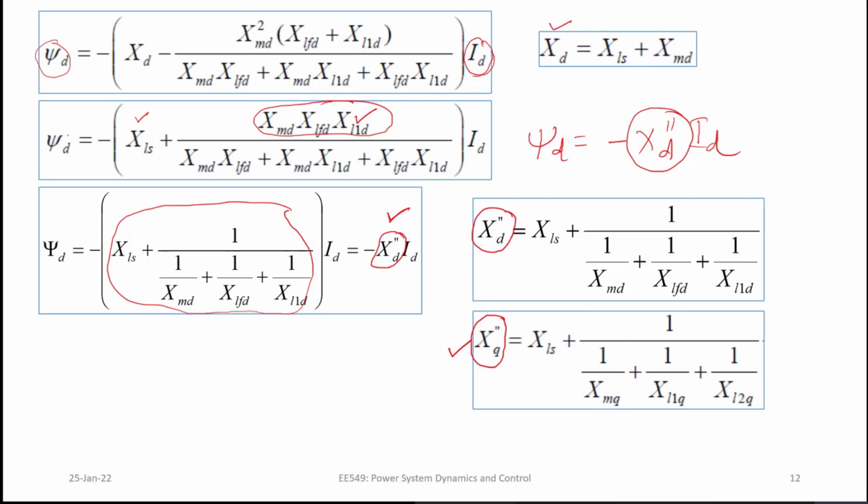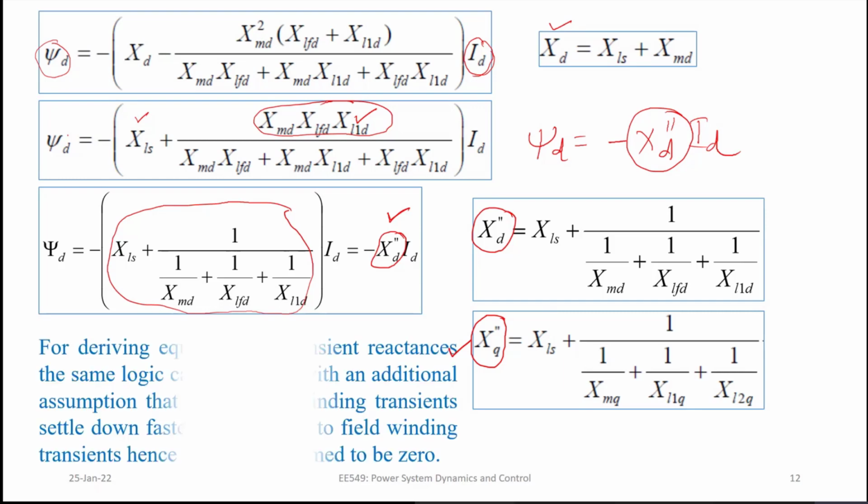So till now we derived the subtransient reactances, and using these subtransient reactances we can write all the algebraic equations. We'll also derive the transient reactance and the time constants, then your open circuit time constants. So we'll do it.